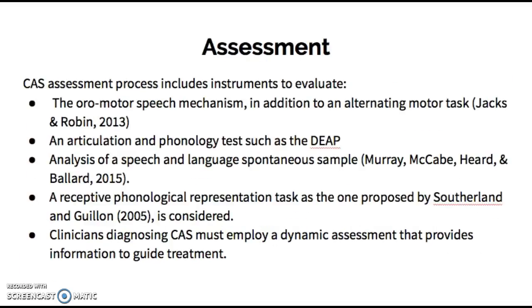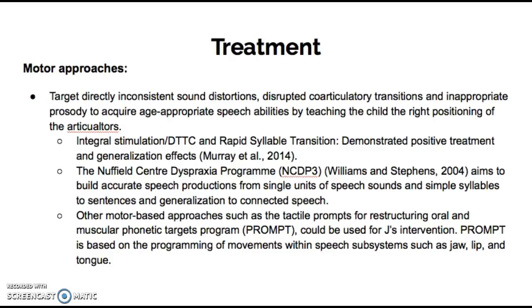The CAS assessment process includes instruments to evaluate the oral motor speech mechanism in addition to an alternating motor task. An articulation and phonology test, such as the DEAP, is administered. Also, analysis of a spontaneous speech and language sample is considered, and in order to rule out a phonological disorder, results from a receptive phonological representation task are considered. The behavioral symptoms that are evident in CAS increase children's risk for early and persistent problems with expressive language and with phonological underpinnings needed for literacy development.